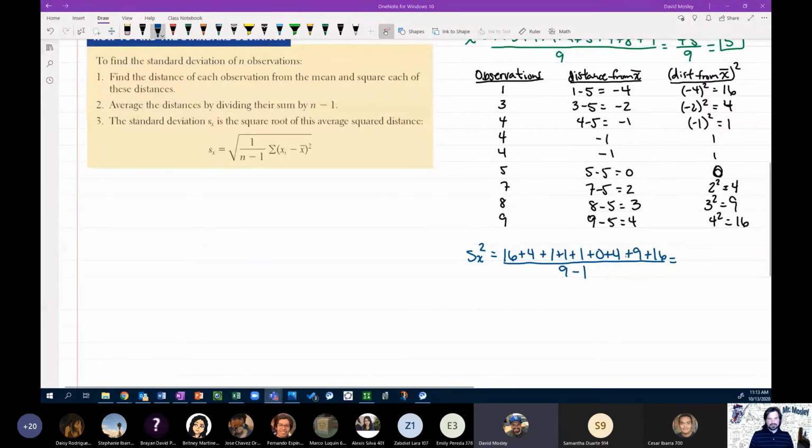20, 23, 27, 56, 52, 52. We have 52 divided by 8. So that we'll double check it on our calculator. And we get 6.5. And this number is the variance.